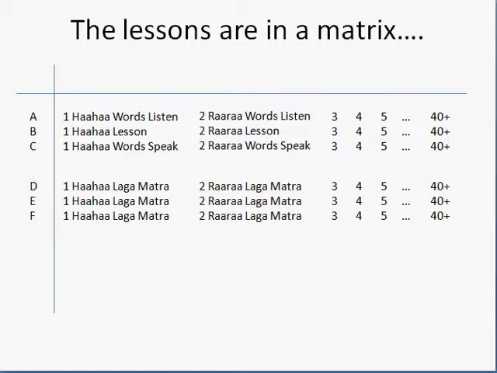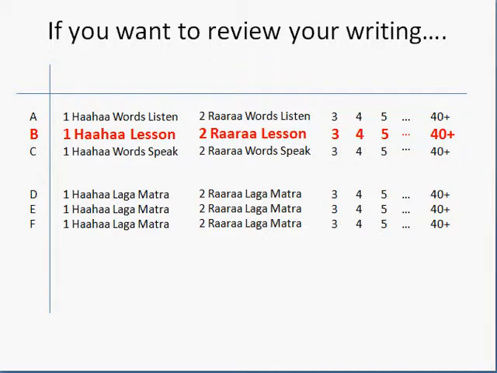So let me take a real live example. Let's say that you just want to review how the letters are written. Well, all you got to do is go across and do the entire B series. So do 1B, which is haha, 2B, which is rara, and then keep going. 3B, 4B, 5B, all the way up.